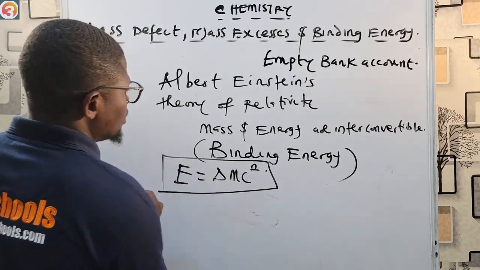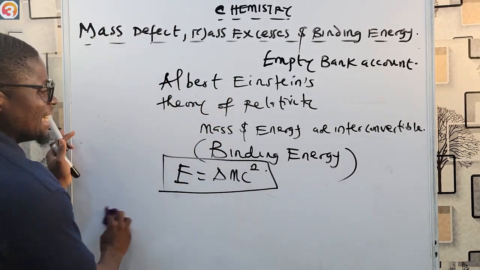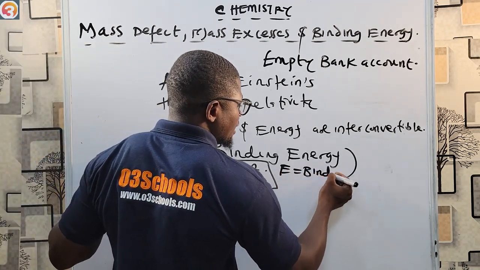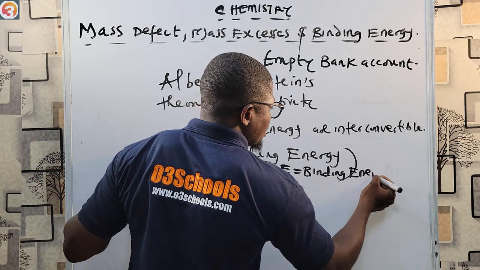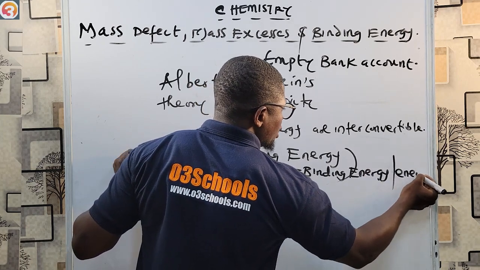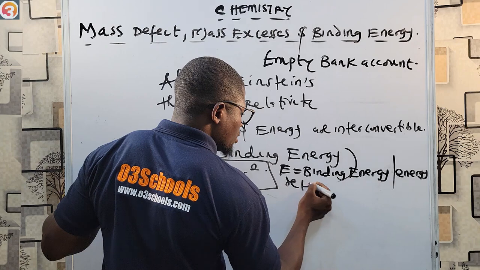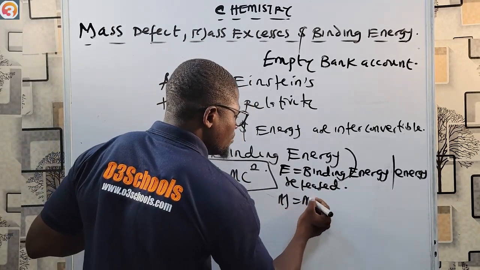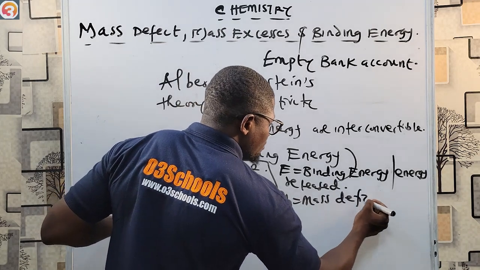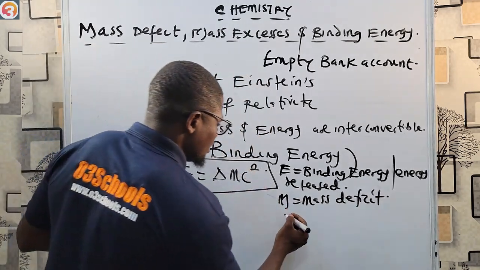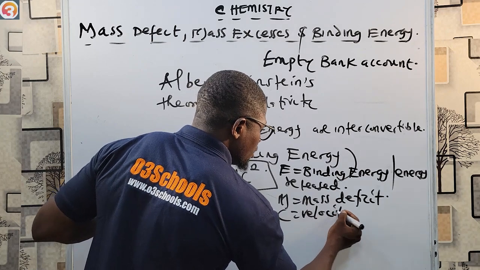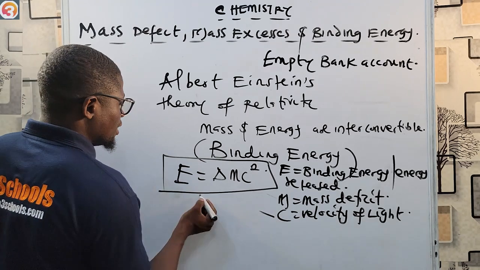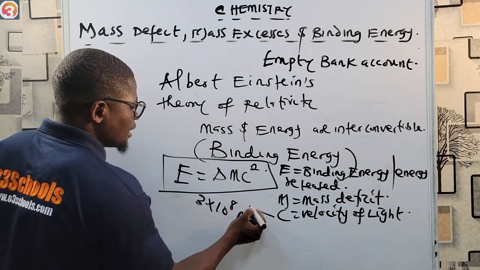Where E is the binding energy, or the energy released, m is the mass deficit, and c is the velocity of light. The velocity of light is 3 times 10 to the power 8 meters per second.